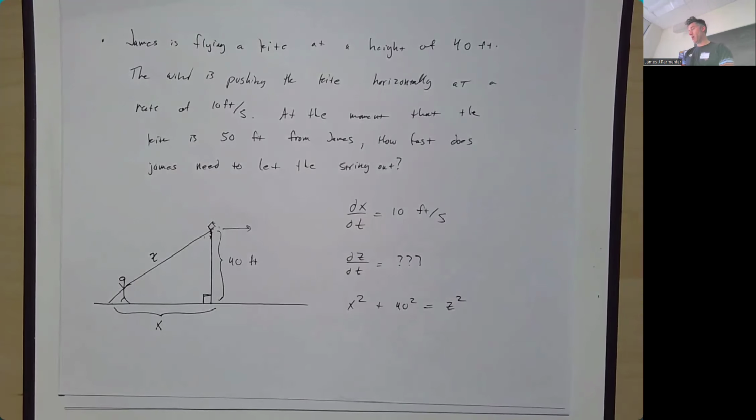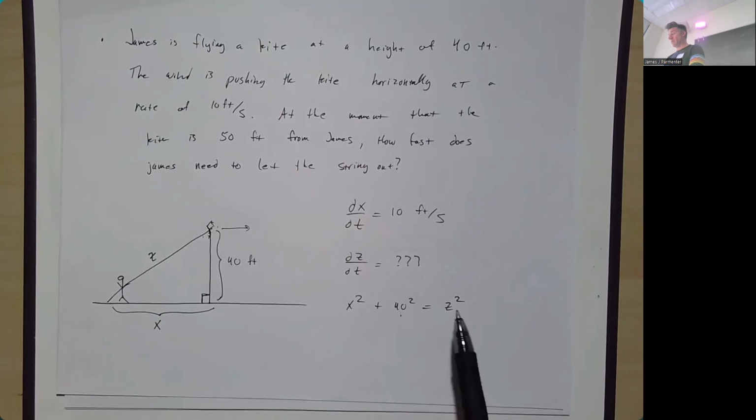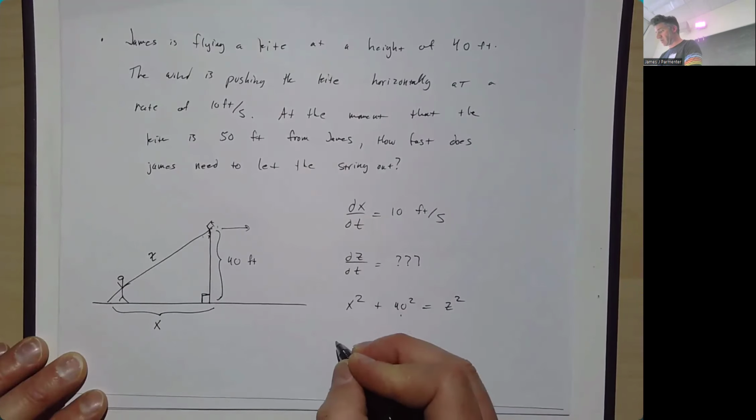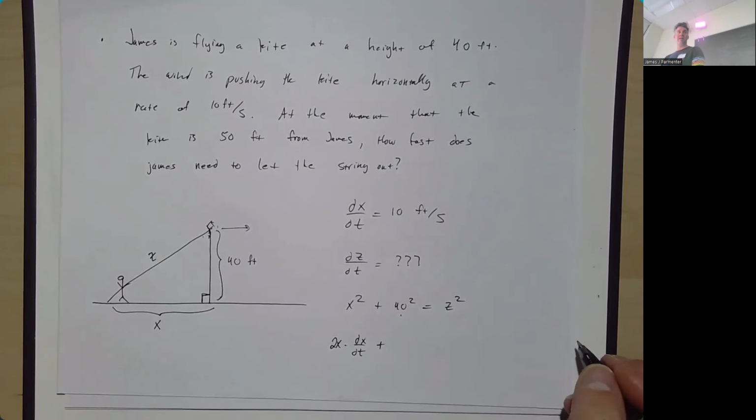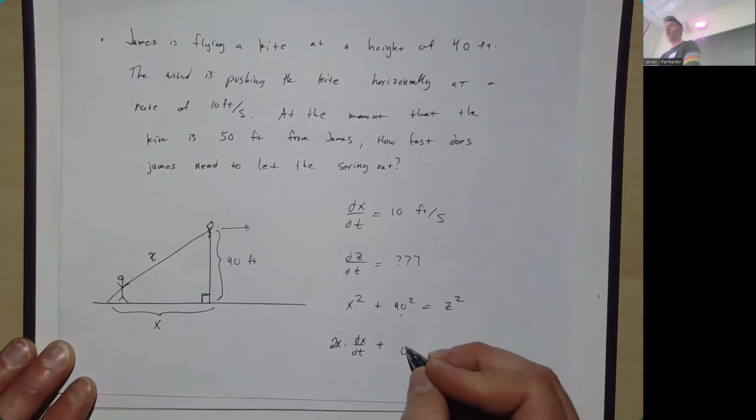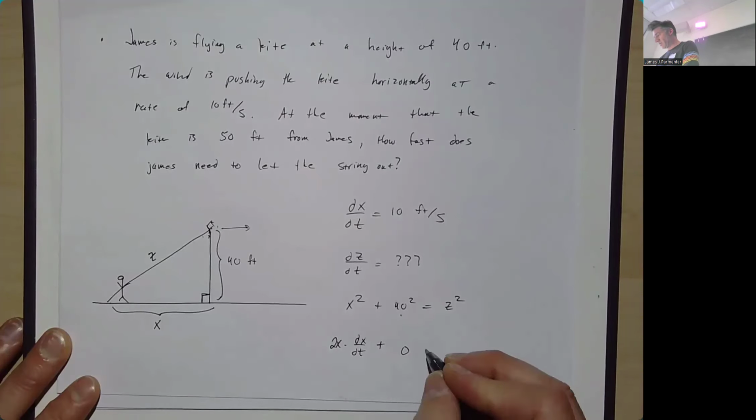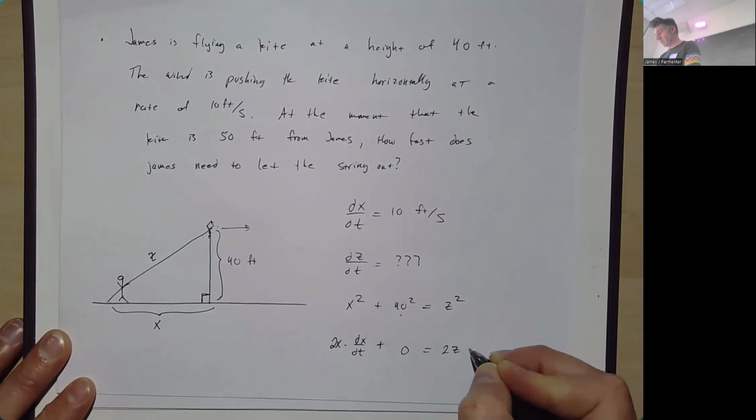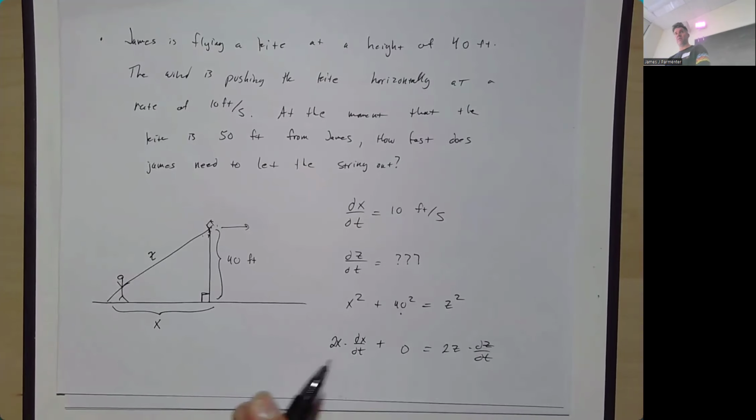It is important that the things that are variables are written as variables and the things that are constants are written as their numerical constant value. So then when we differentiate both sides, the derivative of x squared is 2x times dx/dt. The derivative of 40 squared is 0. Or you could say it's 2 times 40 times 0 if you wanted to, right? The derivative of something squared is 2 times your something to the first times the derivative of your something. But that seems silly. You should just write 0. Equals the derivative of z squared, which is 2z times dz/dt. What's 40 squared equal to?